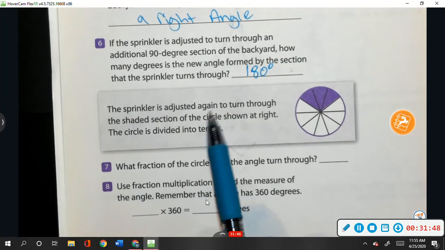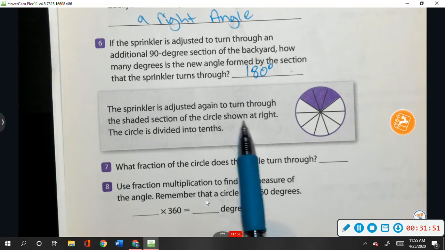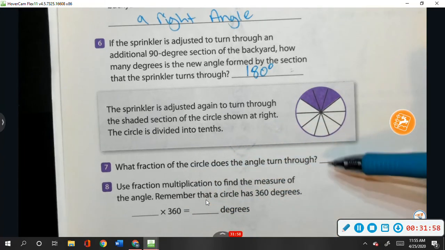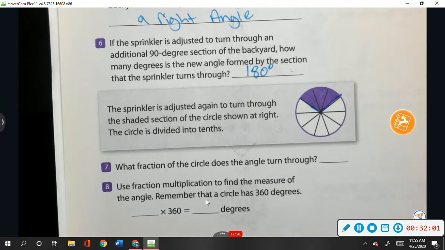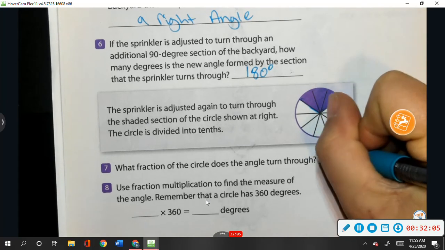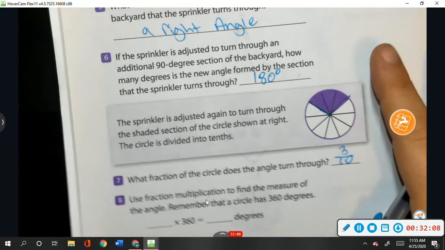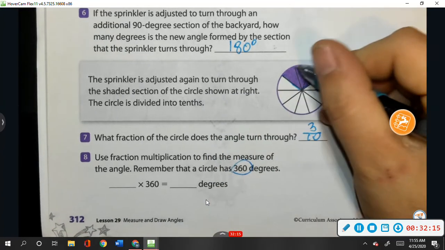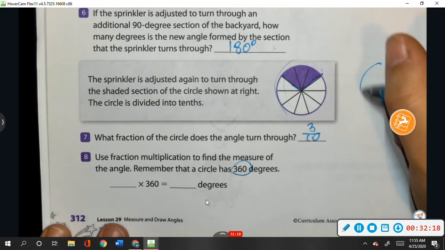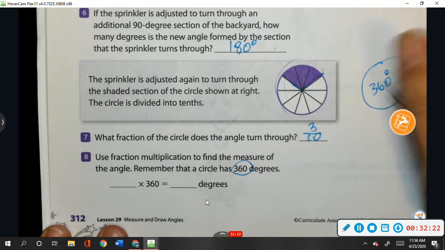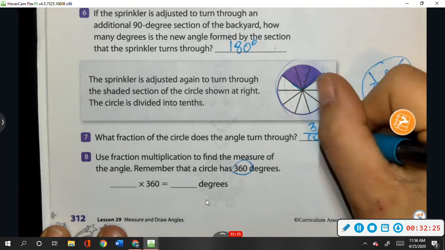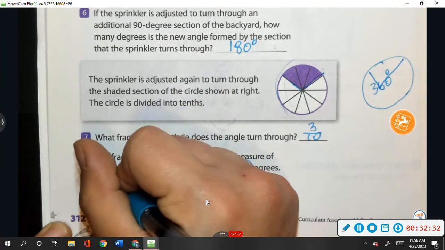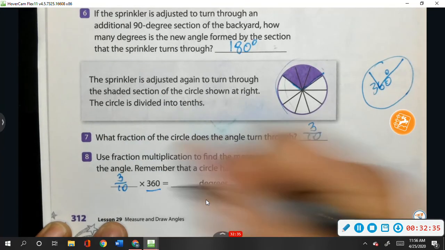The sprinkler is adjusted again to turn through the shaded section of the circle shown at the right. The circle is divided into tenths. So what fraction of the circle does the angle run through now? Well, it only runs through 3 out of 10 parts of the yard, so 3/10. And then we're going to use fraction multiplication like we did yesterday to find the measure of that angle. So remember, we have a circle, which is 360 degrees. If you think of it, you have a circular yard, a 360-degree yard. Your sprinkler's running through 3/10 of your yard. The degree would be 3/10 times the 360 degrees of the yard.